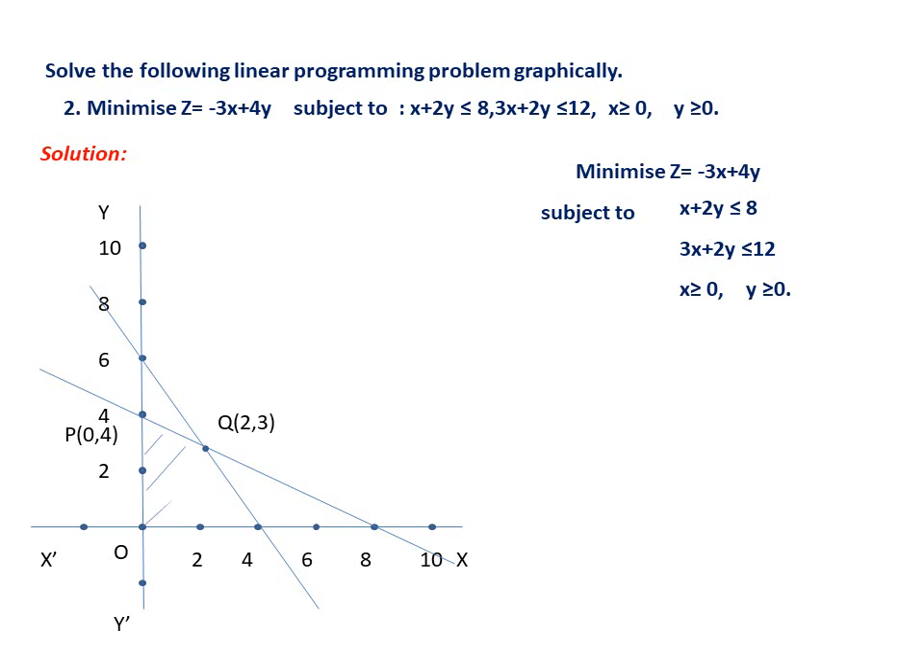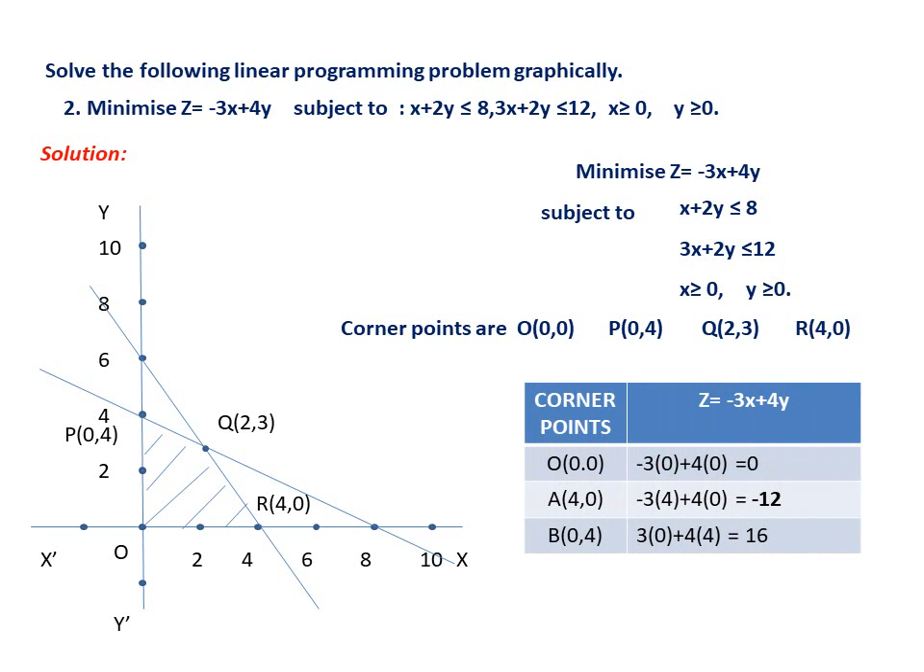So you can see the point here, like this. This is the feasible region. Now what you have to do is find the corner points. One is O, second is P(0,4), third is Q(2,3), fourth is R(4,0). See here there are 4 points, so it is a quadrilateral.